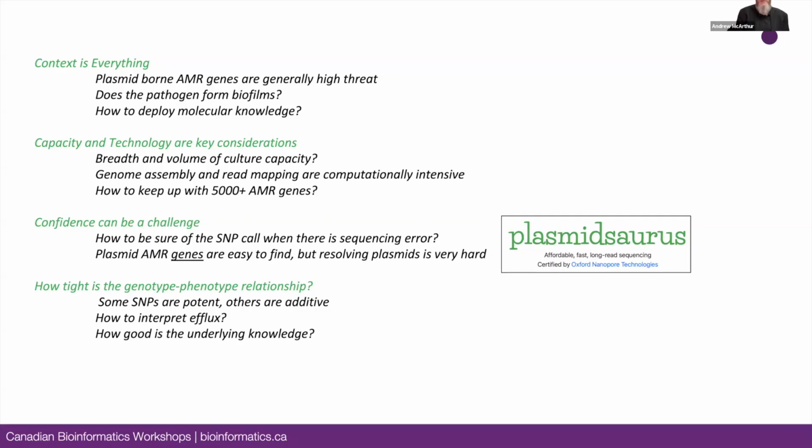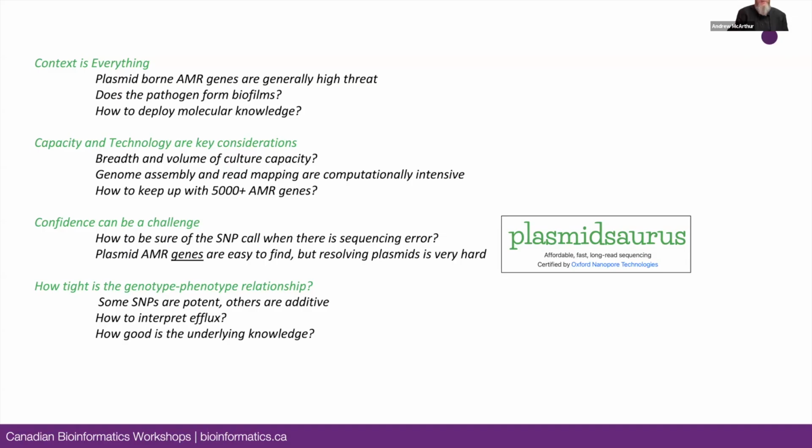And then you have decisions. If you get a list of 50 resistance genes in your isolate, how do you deploy that knowledge? How do you decide what to follow up on? Technology is important. What's the volume and breadth of your culture capacity? Can you do anaerobic, for example? What's your computational capacity? Can you do read mapping and genome assembly, right? You have to make some decisions on what lab work you're going to do based on what computational work you're capable of. And how do you keep up with 5,000 plus AMR genes?